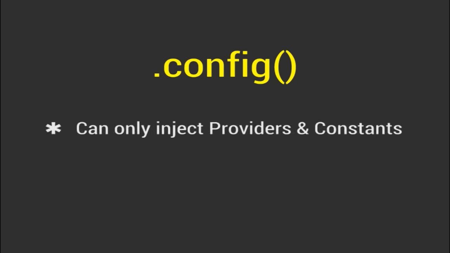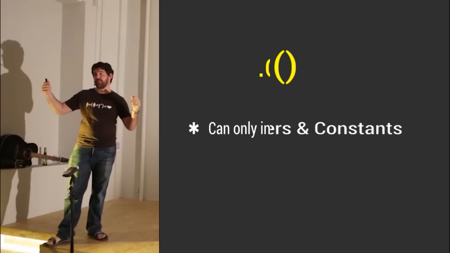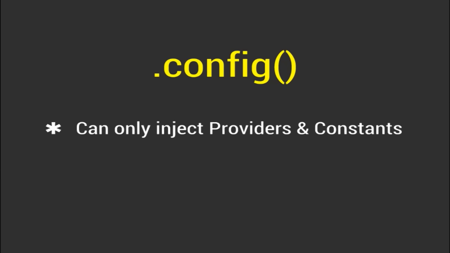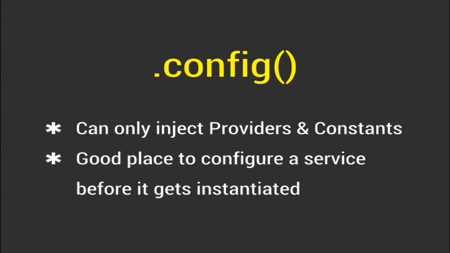So the config can only inject certain things. You can't ask yet for services because they are not alive yet. You can only ask for other providers because it's a different stage. And you can ask for constants. We'll see what constants are, but you can only ask for these two things just to make sure you don't have collisions. The second thing is, it's a good place to configure a service before it gets instantiated. We already talked about it.